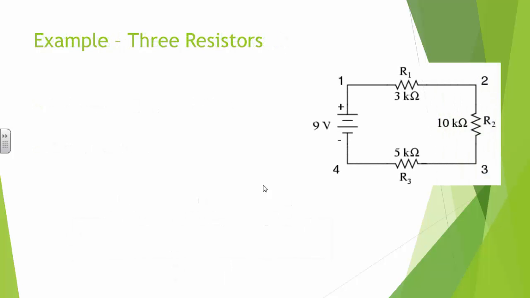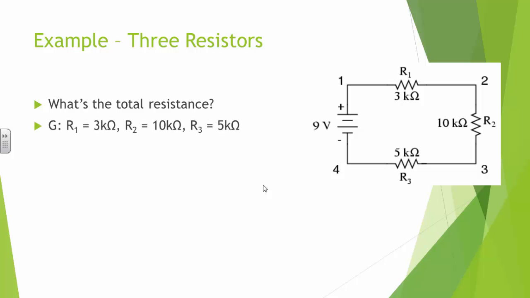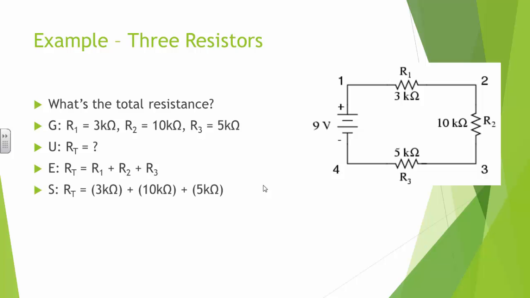Very straightforward. So if we take this case with 3 resistors, R1 being 3 kiloohms, R2 10 kiloohms, and R3 being 5 kiloohms, we can calculate the total resistance of the circuit by simply adding them up. So our givens are the 3 different resistances. Our unknown is the overall or total resistance. We add them up and we get 18 kiloohms. Notice that the resistance has gone up.